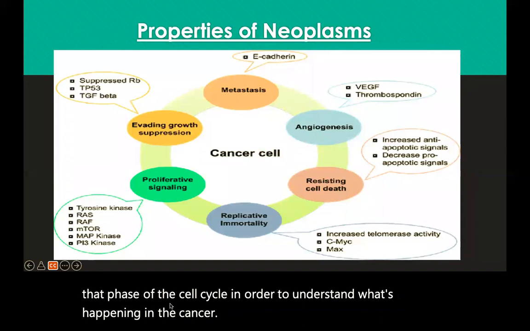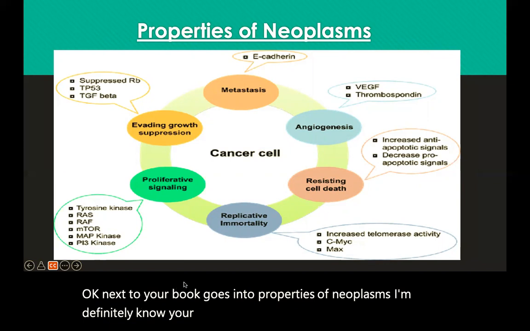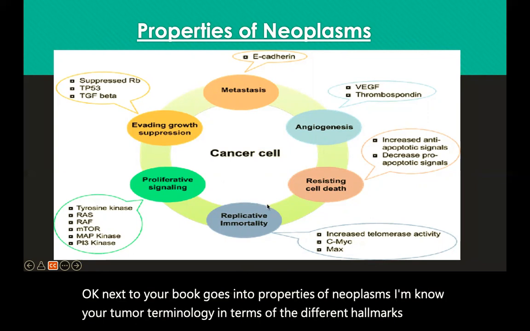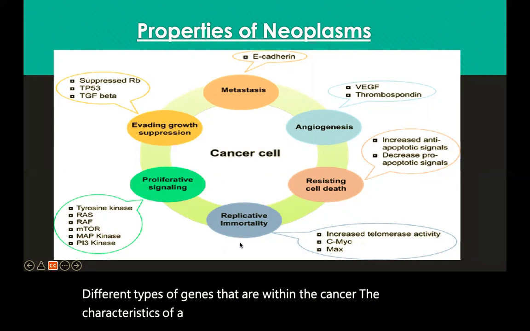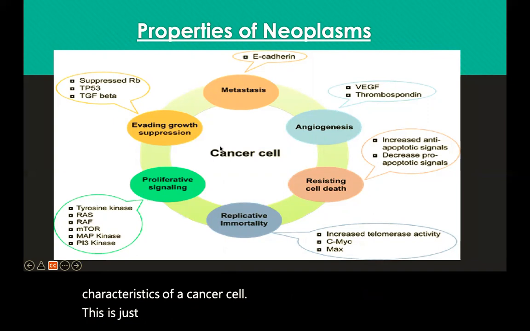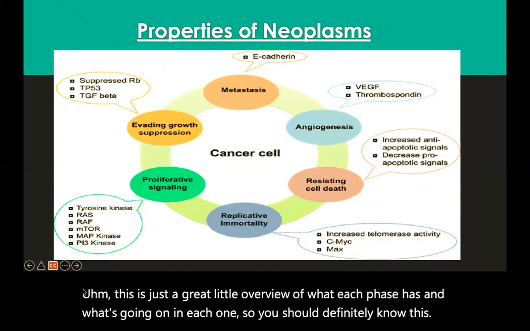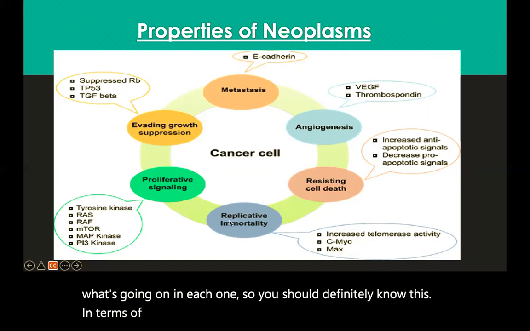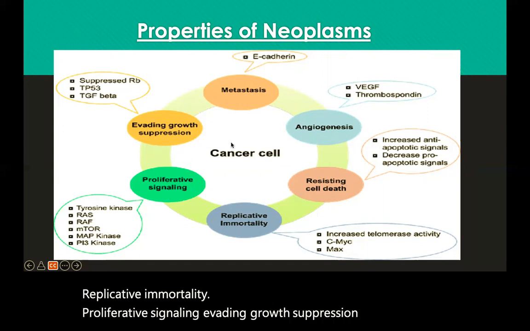Okay, next, your book goes into properties of neoplasms. Definitely know your tumor terminology in terms of the different hallmarks and different types of genes that are within the characteristics of a cancer cell. This is just a great little overview of what each phase has and what's going on in each one. So you should definitely know this in terms of angiogenesis, resisting cell death, replicative immortality, proliferative signaling, evading growth suppression, and metastasis.